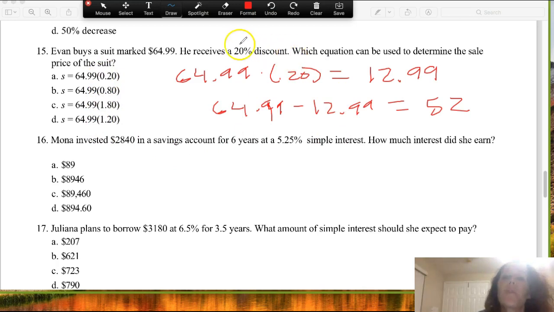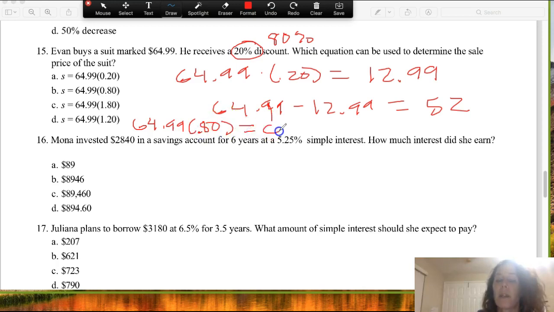So instead, we go, all right, if you get 20% off, you're actually paying 80%. You pay 100%, this is 100%. If 20% is off, you're paying 80%. So instead, you just go $64.99 and multiply it by 80%. Move it to a decimal, 0.80. And that would be the cost of the suit. If you do that, see if it gives you the same price as this did.